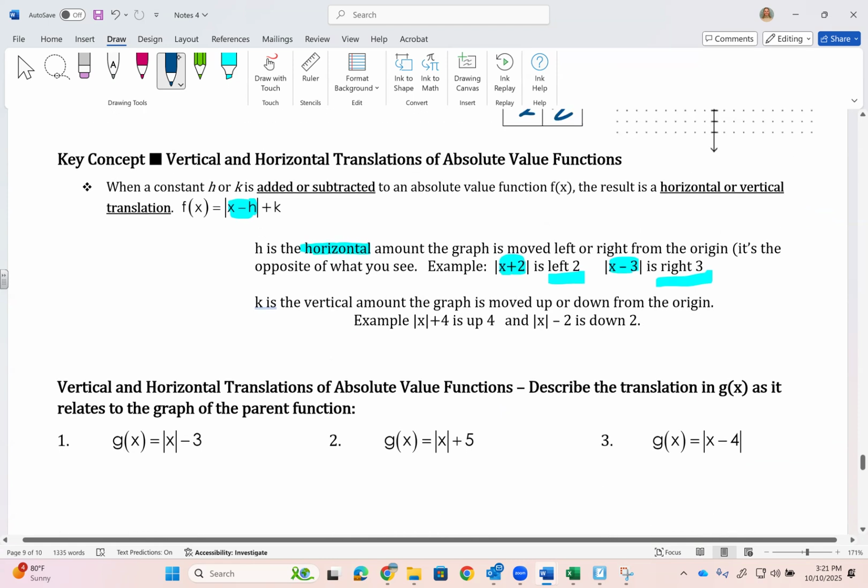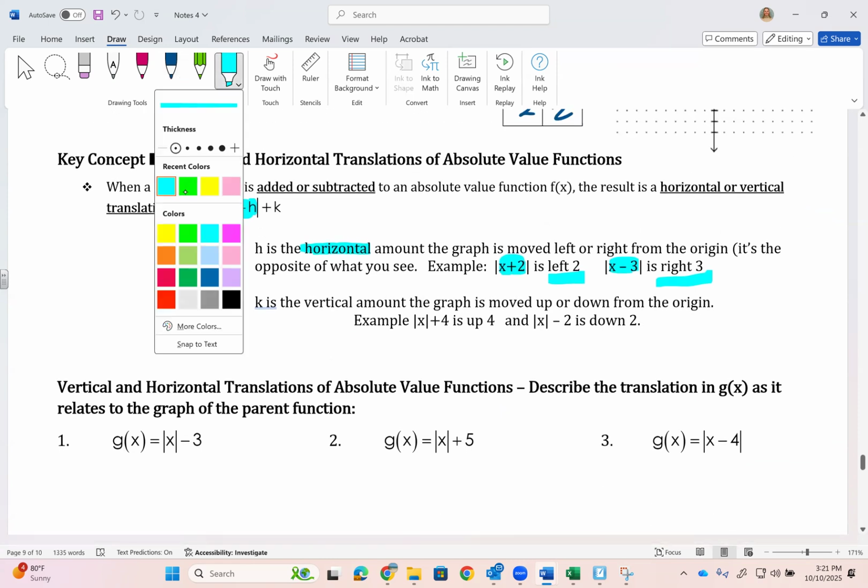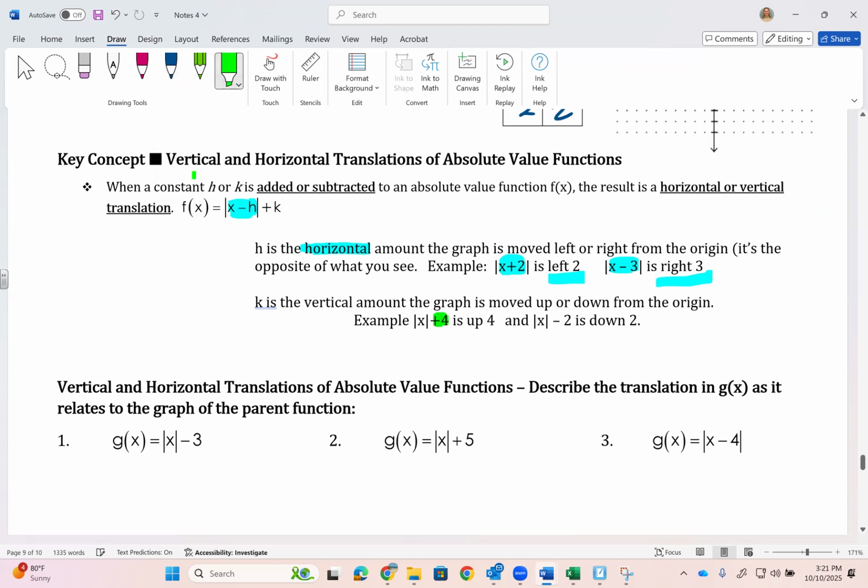If you have it outside the group, after the group, that's going to be the vertical. This is horizontal. Well, it's going to be opposite. And this is vertical.